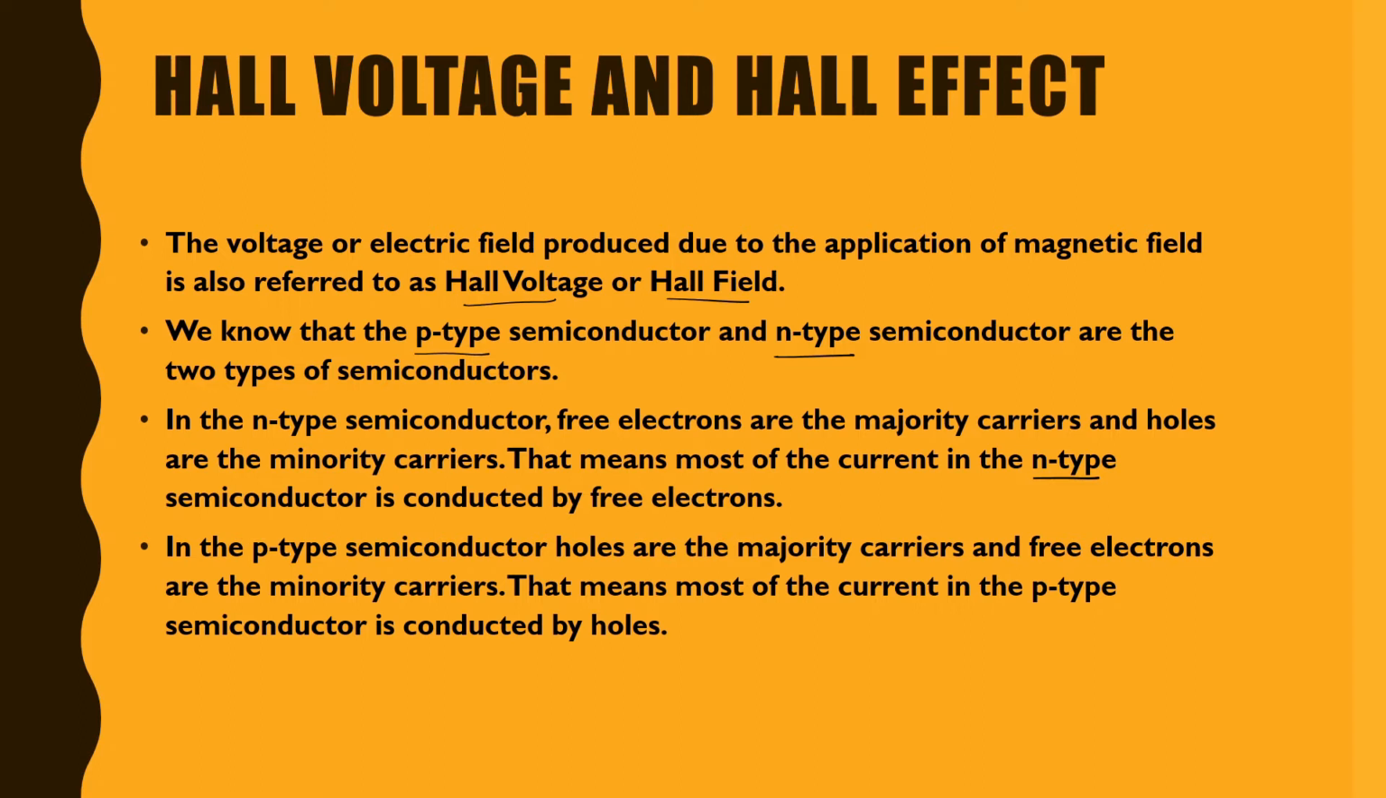Sorry, we are doing the n-type only. So in n-type what happens? There are more electrons than holes, whereas for the p-type we have what? We have more holes than free electrons.